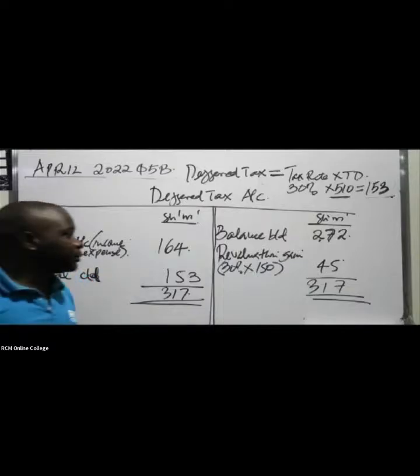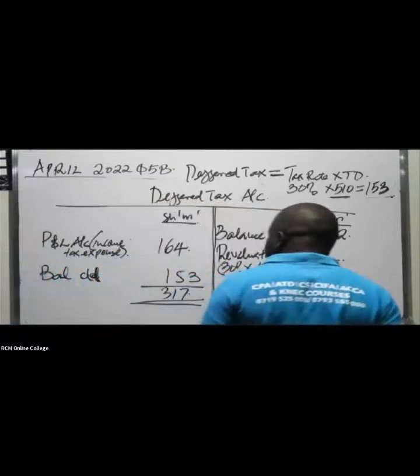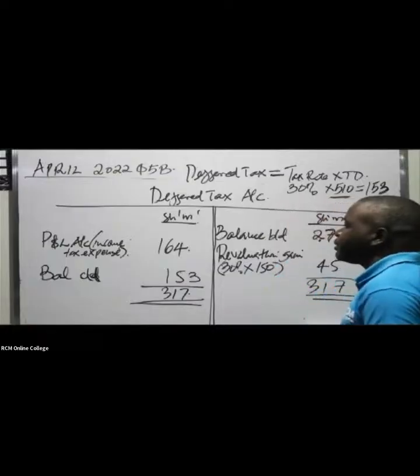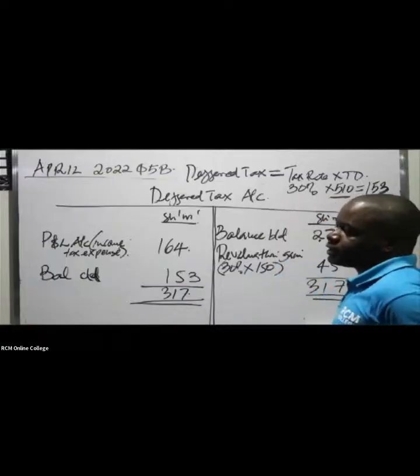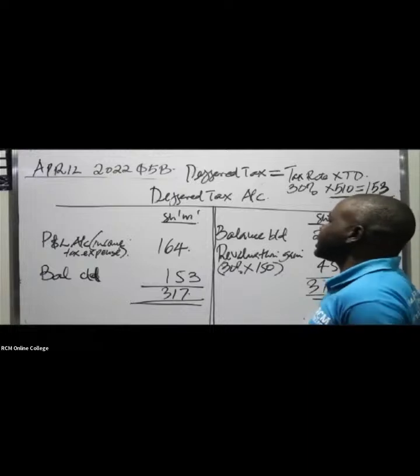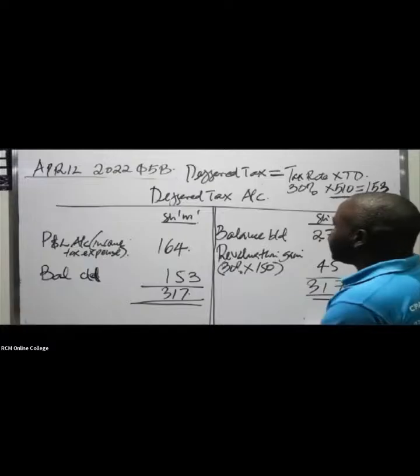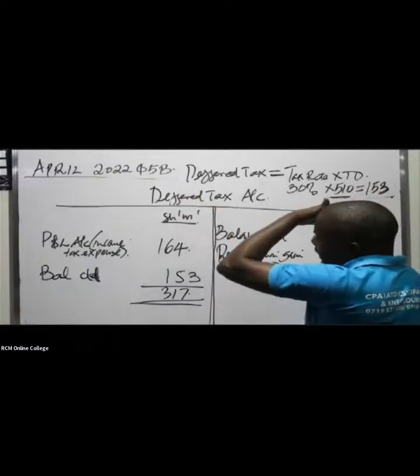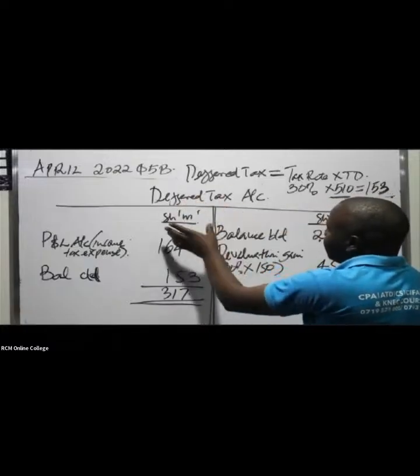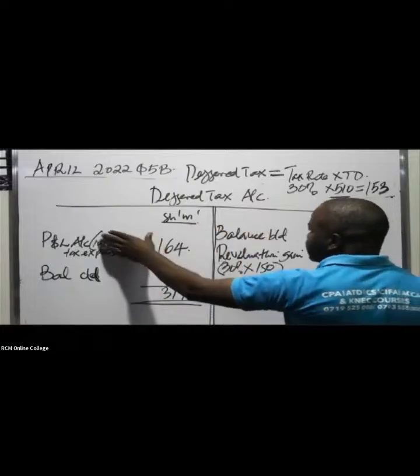So in short, what it means is that it will end up reducing what? The current tax. It will likely reduce the current tax. So that's why in this case we come up with the deferred tax account. Remember, this account can be in two versions. It can be an asset or it can be a liability. So if it happens, the opening balance is here.